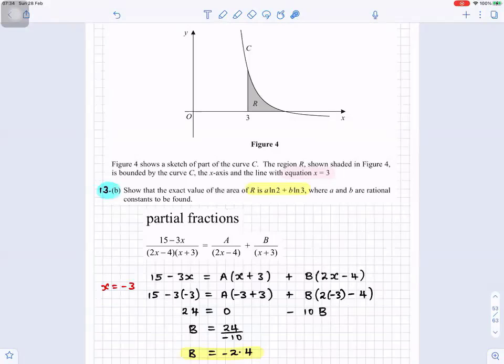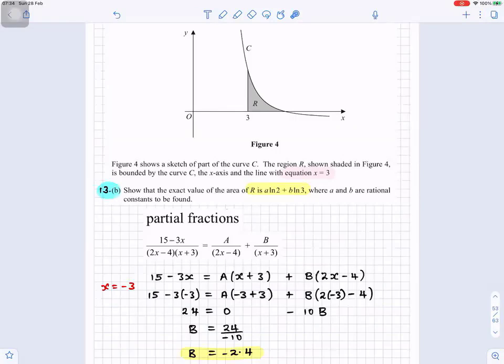Figure 4 shows a sketch of part of the curve C. The region R shown shaded in figure 4 is bounded by the curve C, the x-axis, and the line x equals 3. Show that the exact value of the area of R is a ln 2 plus b ln 3. So we want to use partial fractions.